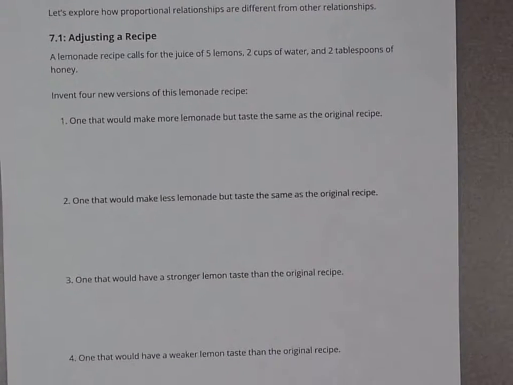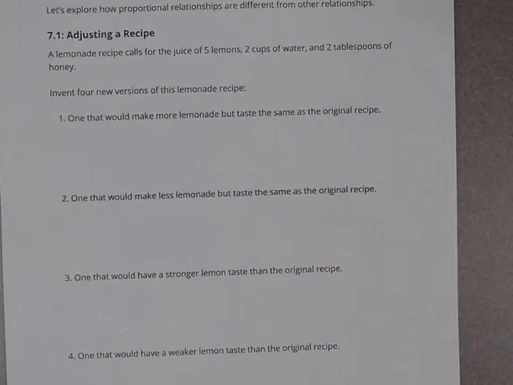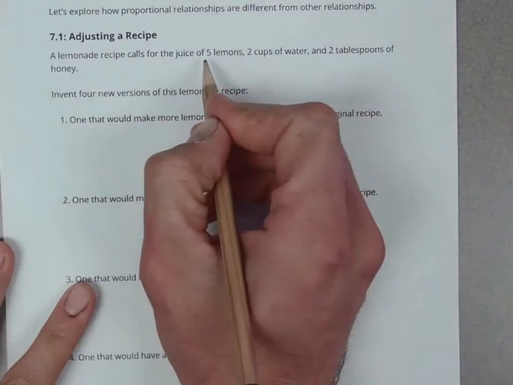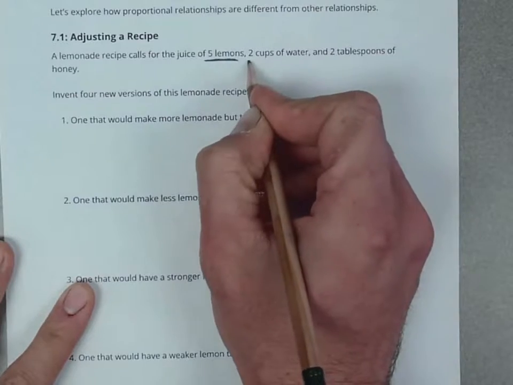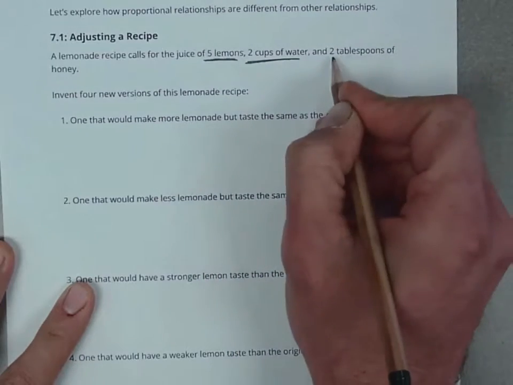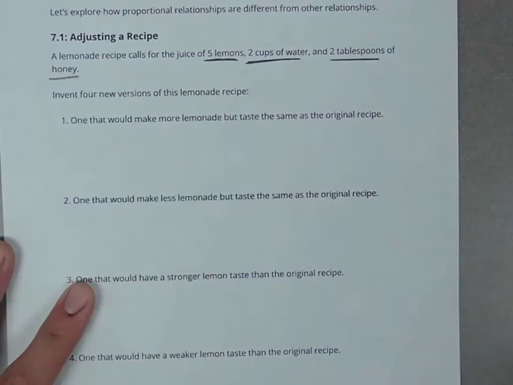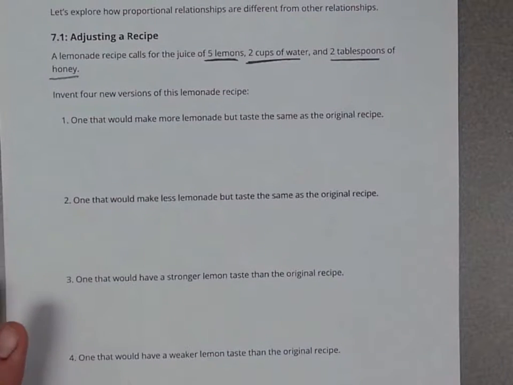So the first thing to start things off, we're talking about a recipe. This particular person likes to mix the juice of 5 lemons with 2 cups of water and 2 tablespoons of honey. So that's the recipe that they like to make.